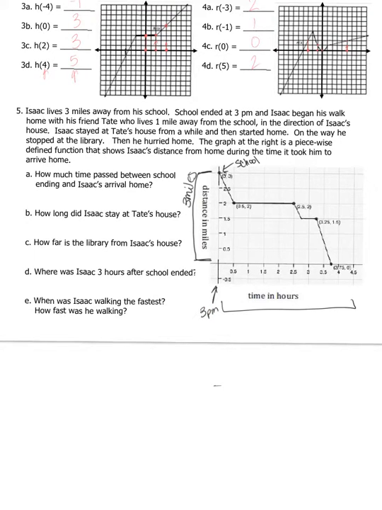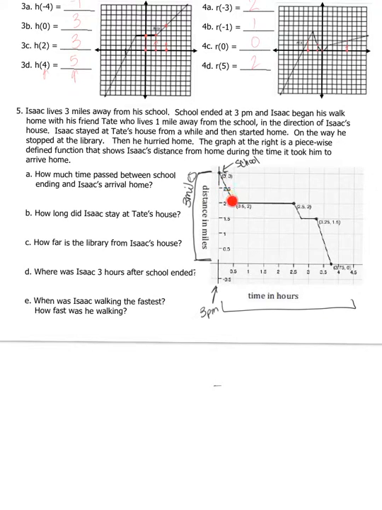Okay, school ended at 3 p.m. and Isaac began his walk home with his friend Tate, who lives 1 mile from school, in the direction of Isaac's house. Isaac stayed at Tate's house for a while and then started home. So let's see if we can see where Tate's house is. Maybe this represents us walking home. Our distance is getting smaller.